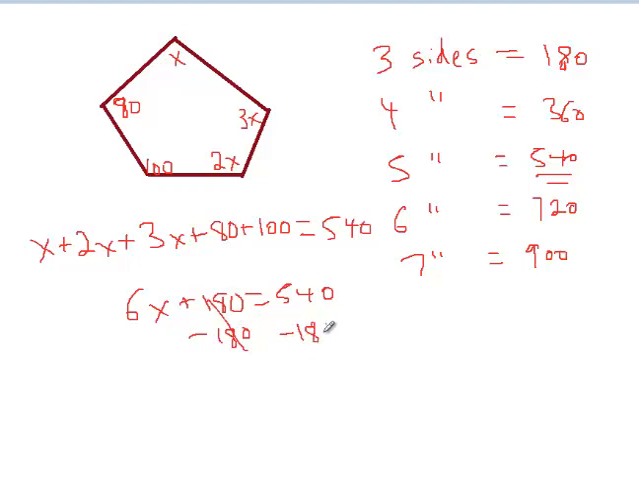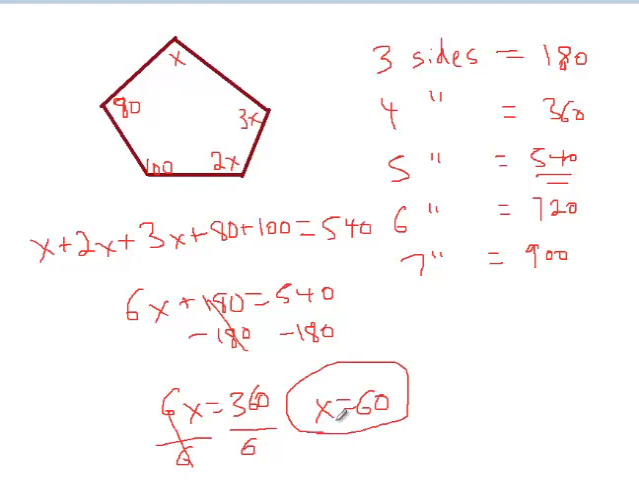Subtract 180 from each side, and you have 6x equals 360. Divide each side by 6 to isolate the x, and x equals 60. So for example, if they ask you what the angles are, now the x becomes 60, the 3x becomes 180, and the 2x becomes 120. And of course, if you add them all up, they better equal 540, otherwise you've got a problem.